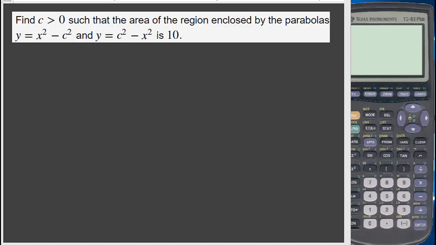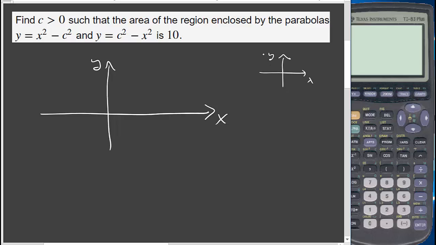So how do we do this? Well, we can't graph them because we don't know the value of c at this point. But what we can do is sketch them. So what does y equals x squared minus c squared look like if c is positive? Well, we know that y equals x squared, a standard parabola, looks like this. And c squared will be positive, and we're subtracting that, so that will shift this down so that y equals x squared minus c squared will look like the parabola, but below, with the vertex below the x-axis.